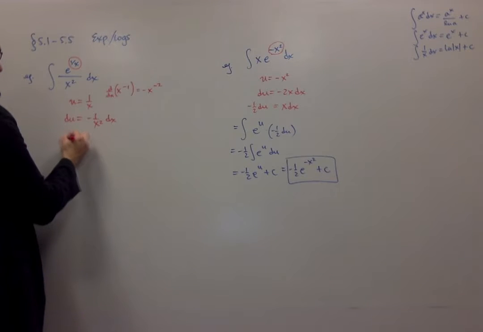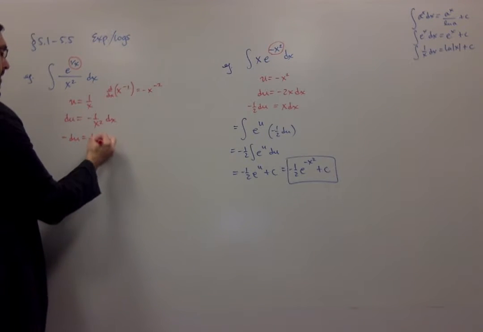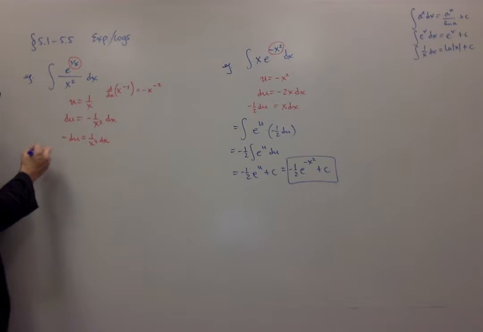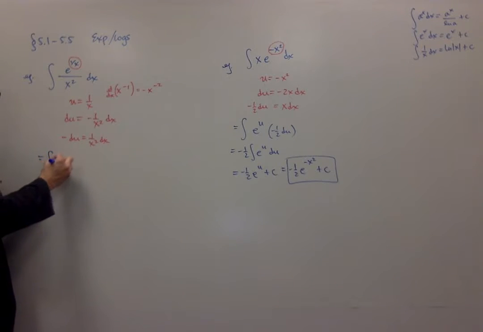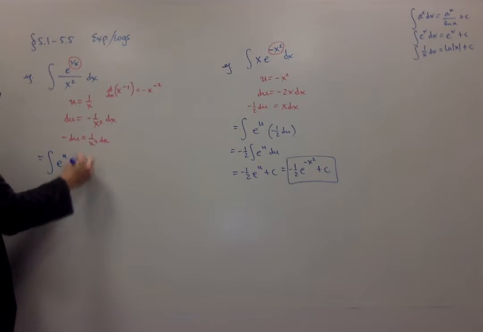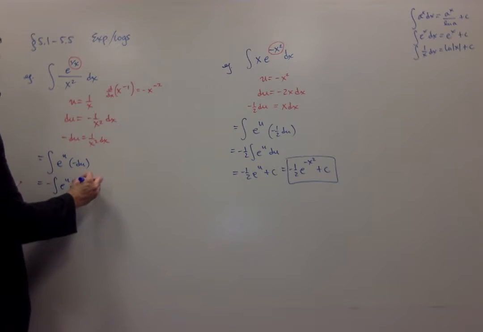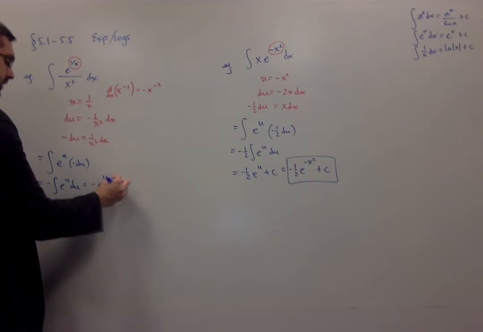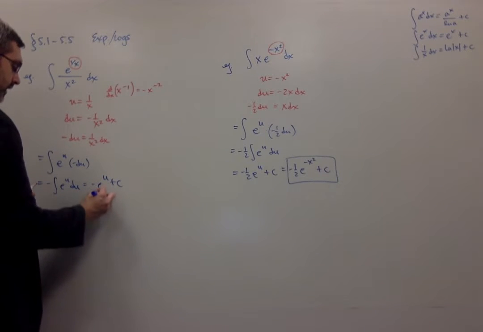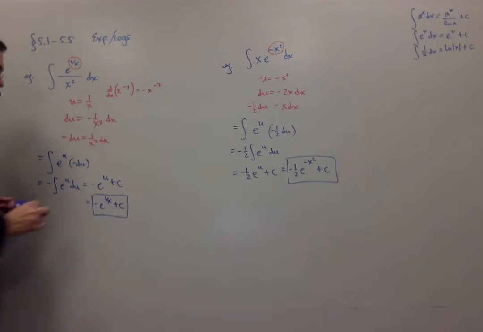But I'm going to put that negative on the other side. And so this integral turns out to be e to the u, and then I've just got a negative du. So I pull that negative out, and the antiderivative of e to the u is e to the u, and I just sub in my u again. Okay.